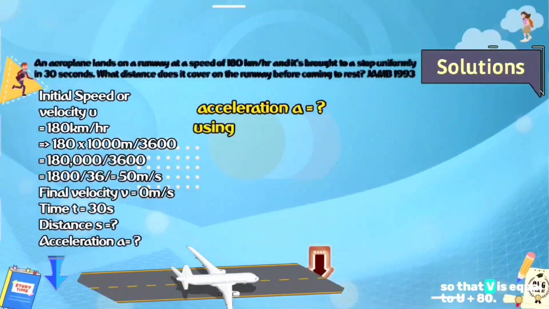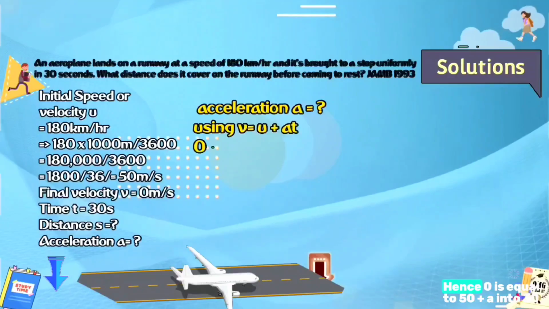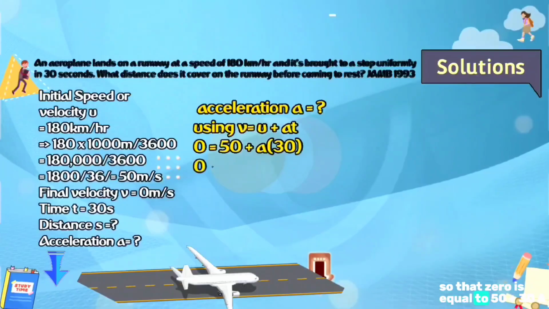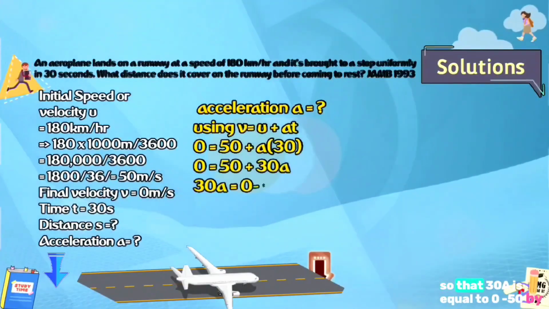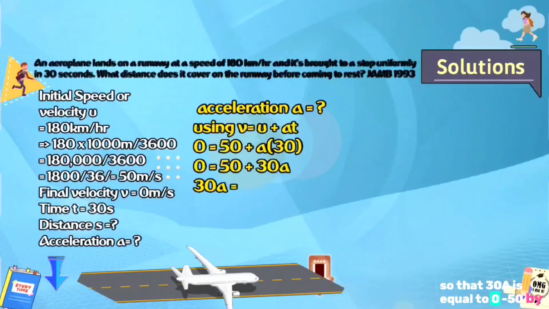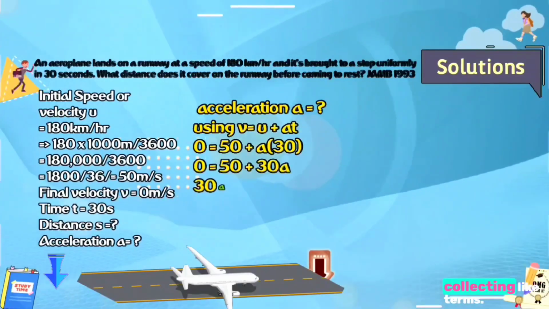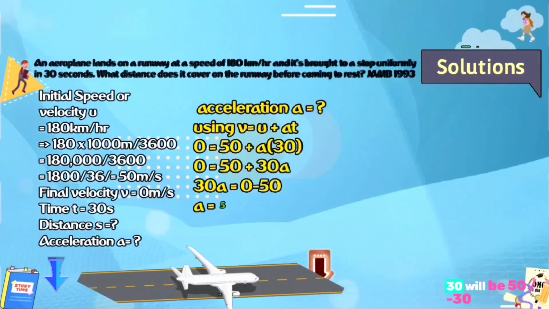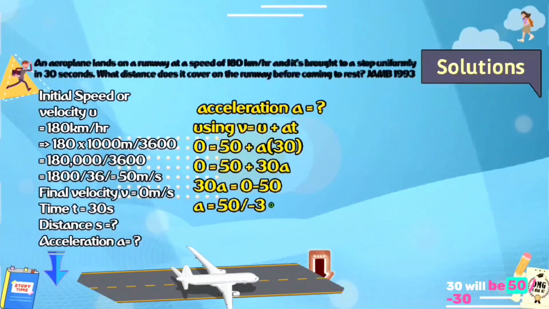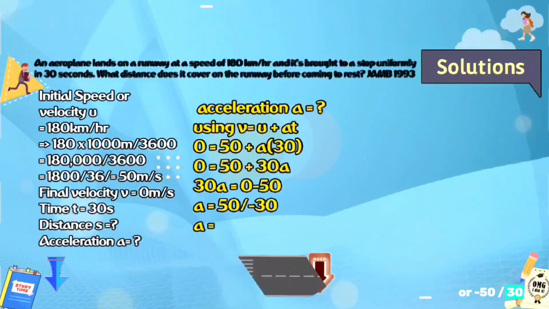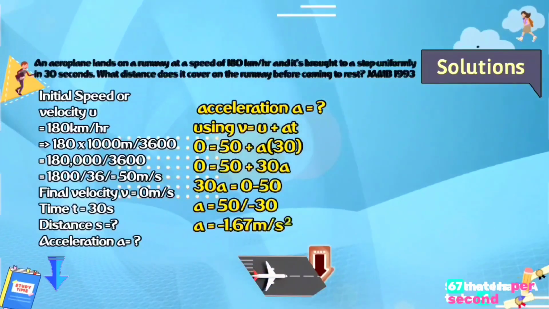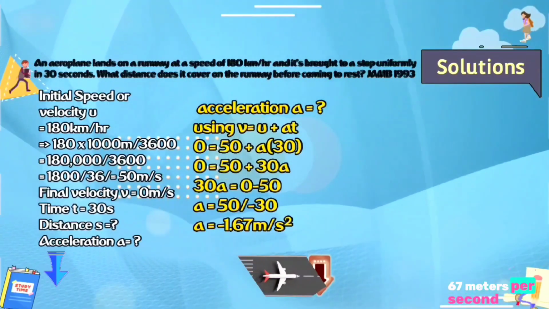parameters. So that V is equal to U plus AT. Hence 0 is equal to 50 plus A into 30. So that 0 is equal to 50 plus 30A. So that 30A is equal to 0 minus 50 by collecting like terms. So that A is equal to, dividing through by 30, negative 50 divided by 30. So that I have A to be negative 1.67 meters per second squared.